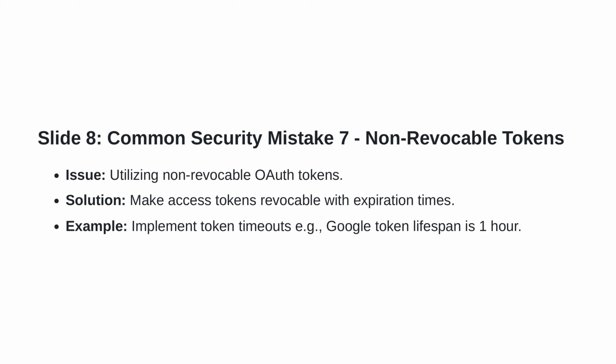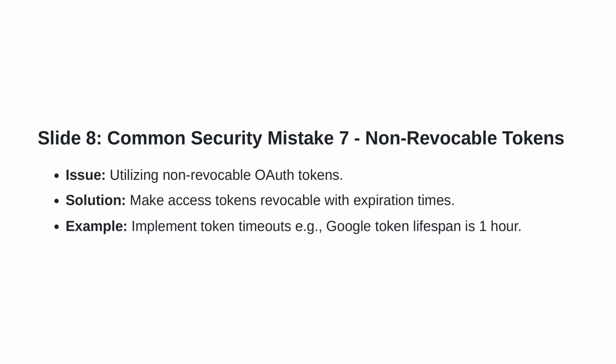An excellent example of this principle in action is Google's strategy for managing their token lifespan. Google implements access token timeouts, with the lifespan of each token set to 1 hour. After this period, the token is no longer valid, and a new one must be acquired. So by ensuring that your tokens are able to be revoked or expired, you can significantly improve the security of your application.